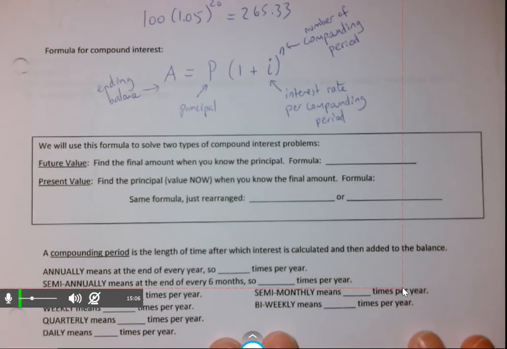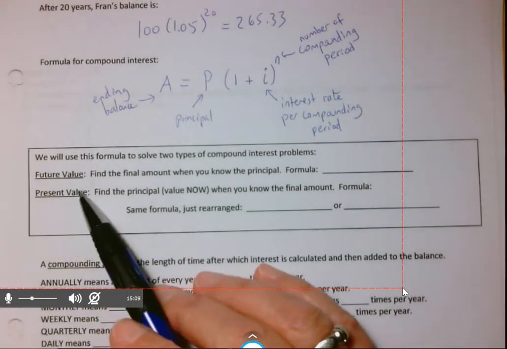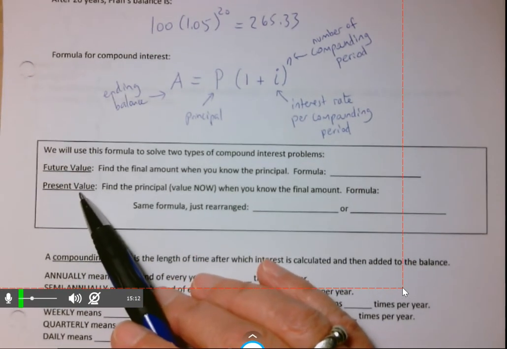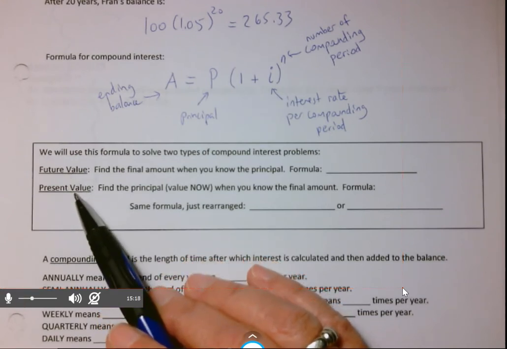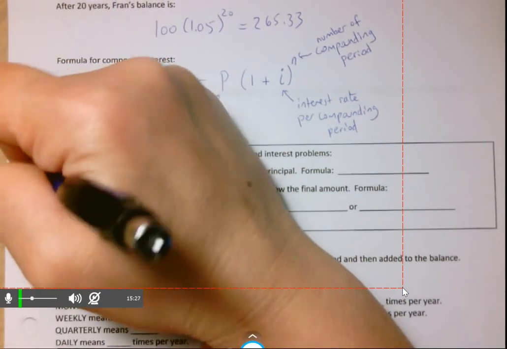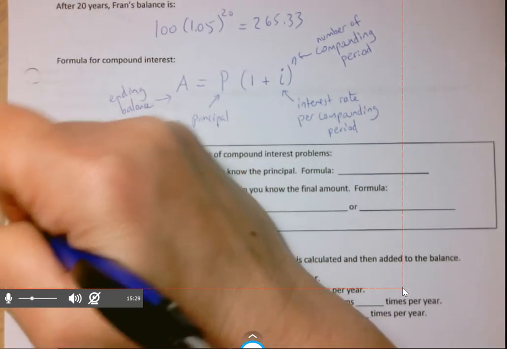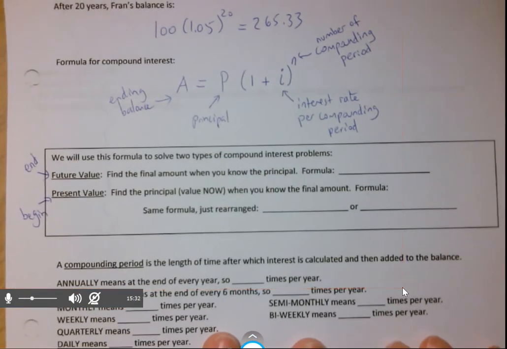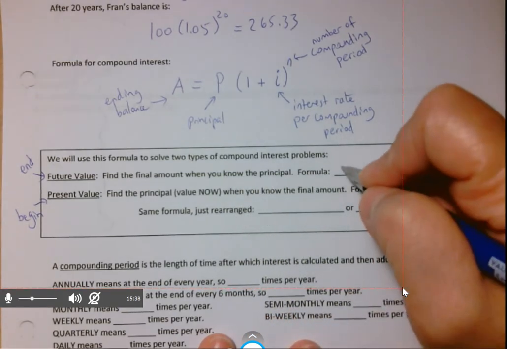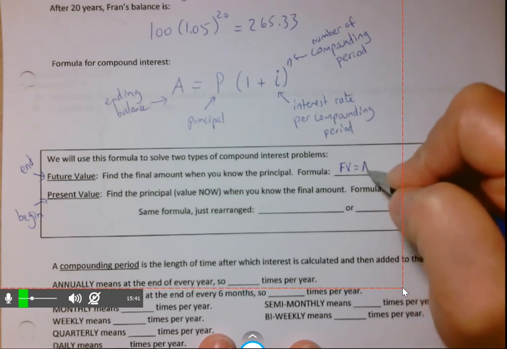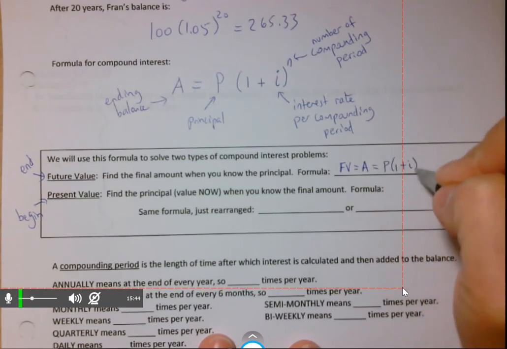So let's show you what I mean. Okay, actually, first let's write the formula again. Future value and present value refer to what the money will be worth in the future, and what the money is worth now or in the past. So basically the beginning amount and the ending amount. I'm going to write that here. Future value is the ending amount. Present value is the beginning amount. Okay, so find the final amount when you know the principal. If you know the principal, the future value, which is the same thing as the A, is just this formula that we've seen already.